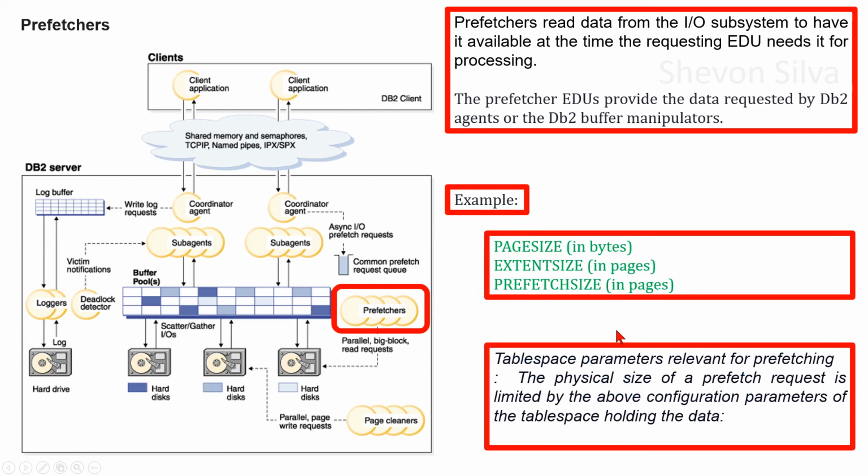As an example, we can consider these table space parameters: page size in bytes, extent size in pages, and prefetch size in pages. These are table space parameters relevant for prefetching. The physical size of a prefetch request is limited by these configuration parameters of the table space holding the data.